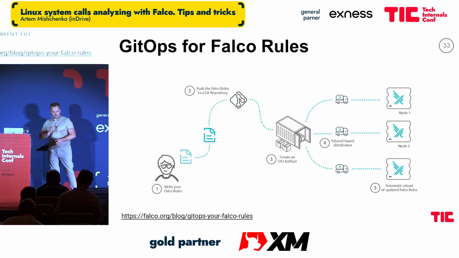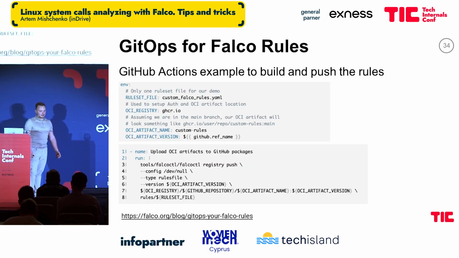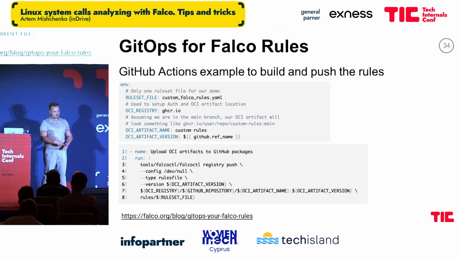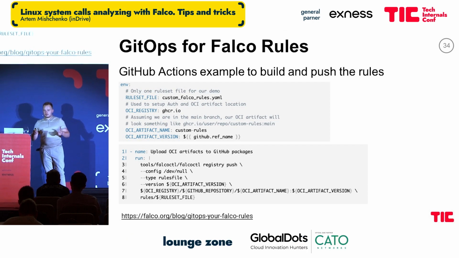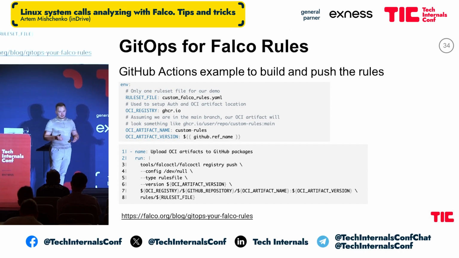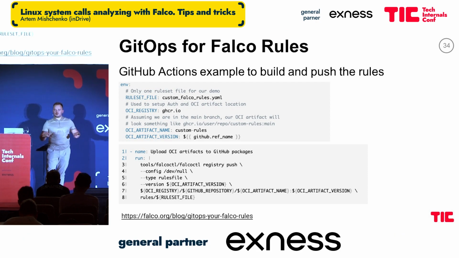Let me show you some details. Here you can see a couple of screenshots from a GitHub Action example. You can see the command on the second picture, Falco CTL registry push, and this is exactly what we can do. So we store our Falco rules in GitHub, for example, or GitLab or somewhere else, and we can just put them to the registry and after that download them in a decentralized manner, and not obligatorily push them from one specific server.